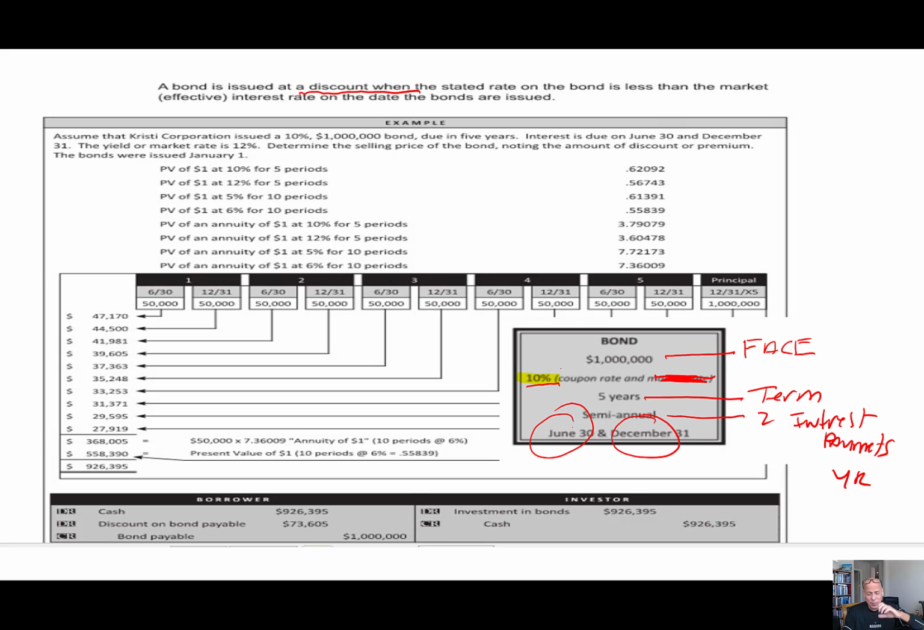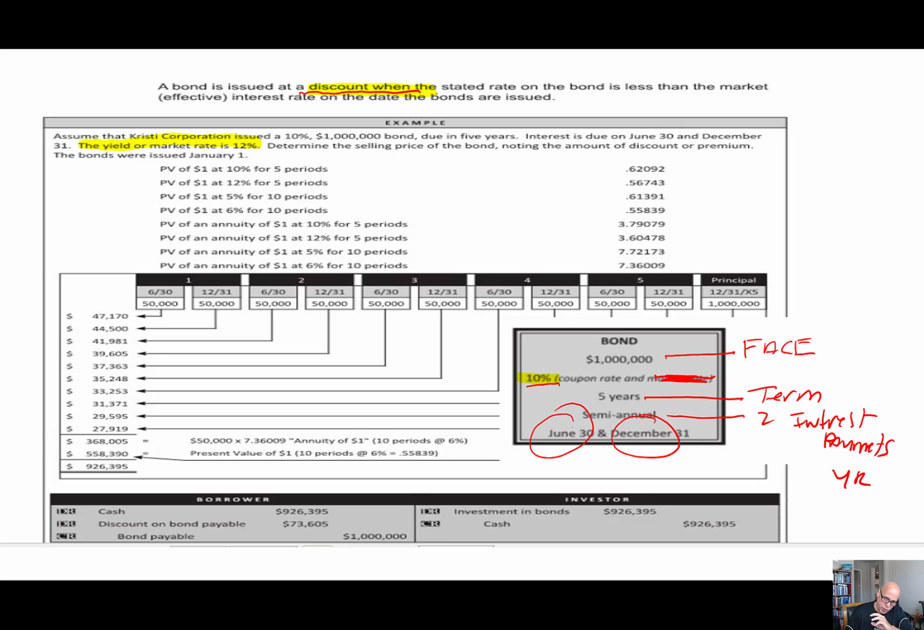is the market rate of interest, okay? And in this example, they tell me the yield or market rate, synonymous terms, is 12%. So what's happening? We've got a situation where the market rate is more than the coupon stated contractual rate. This bond will issue at a discount, okay? So we know it's going to be for less than face, but how much less than face? What would be the actual price?